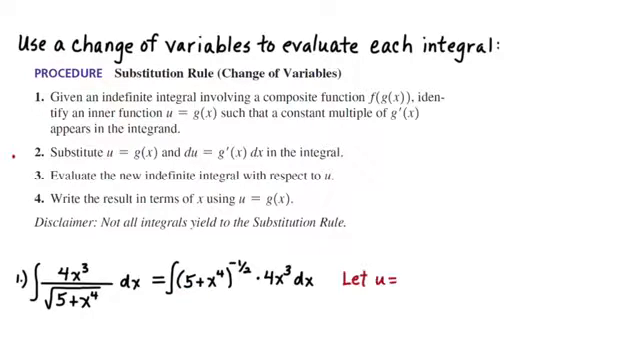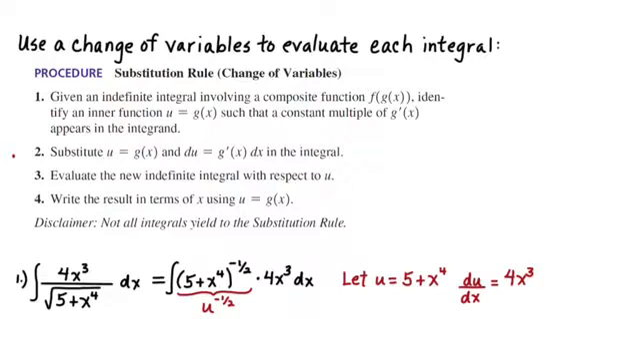Let's try that. So let's let u be 5 plus x to the fourth, and if this is the correct selection, we're rewriting the first part of the integrand as u to the negative 1/2 power. But now, to confirm we've made the proper selection, we have to differentiate u with respect to x. So we need to calculate du dx. And du dx, the derivative of u with respect to x, is 4x cubed, coming from the derivative of x to the fourth being 4x cubed.